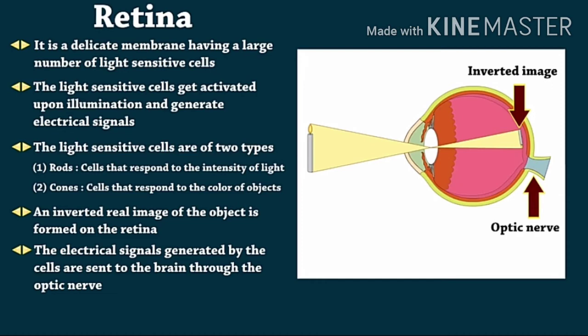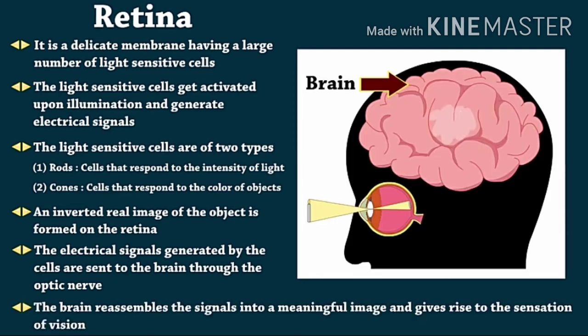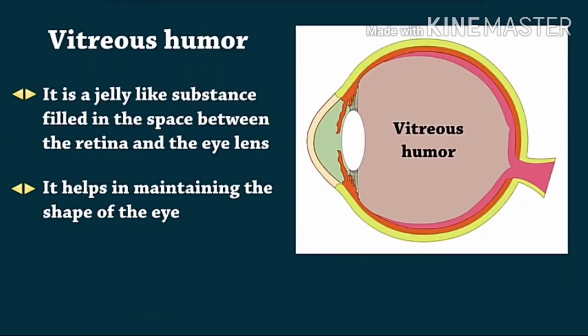An inverted real image of the object is formed on the retina. Inverted real image means upside down. That image is formed on the retina. The electrical signals generated by the cells are sent to the brain through the optic nerve. Then the brain reassembles the signals into a meaningful image and gives us the sensation of vision.